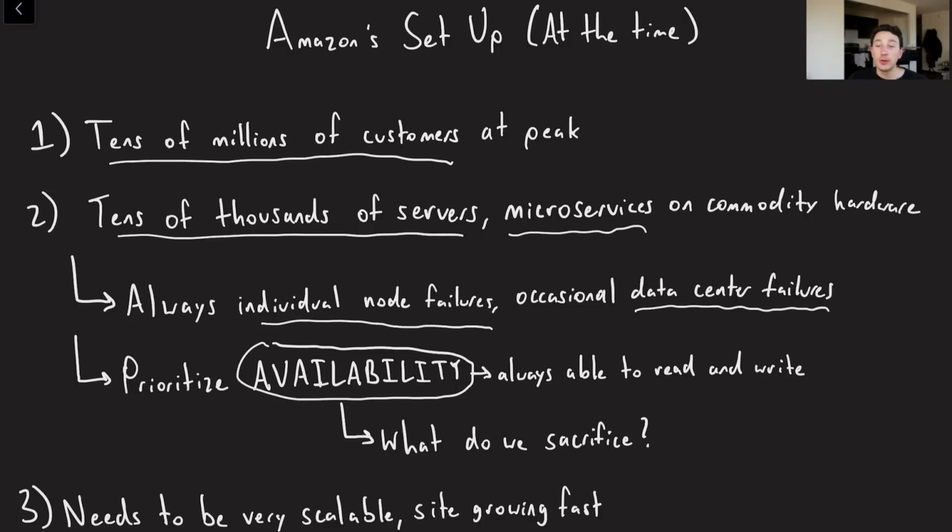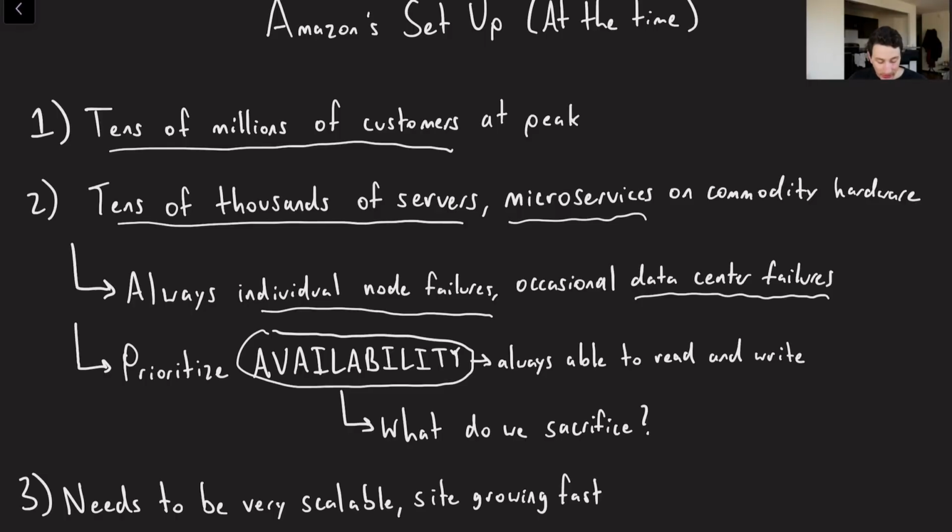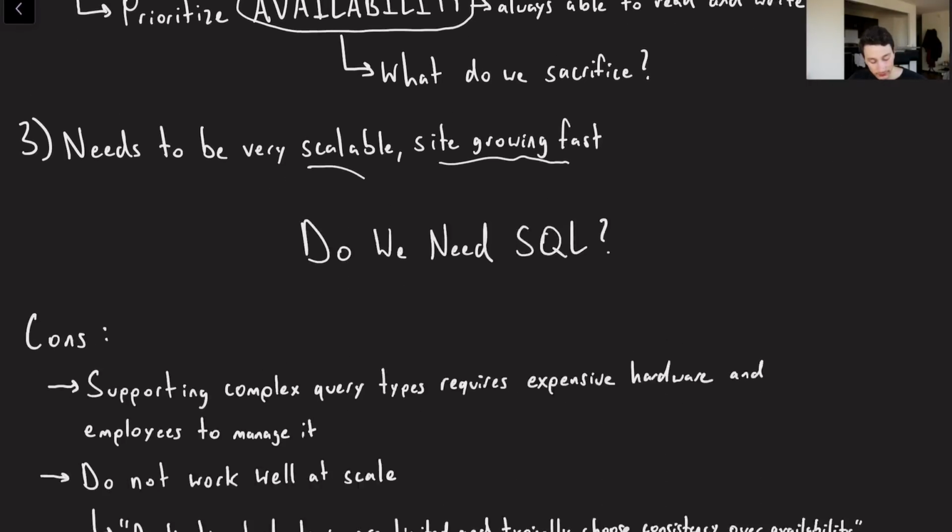Now, of course, if you have heard of the CAP theorem, which we've covered on this channel plenty, it basically says that, out of consistency, availability, and the ability to withstand network partitions, you have to pick 2 out of 3. Even though this is kind of a bogus thing, the gist is, if we pick availability, we always want to be able to read and we always want to be able to write. What do we have to give up to achieve that? Whatever we build has to be very scalable because our site is growing fast.